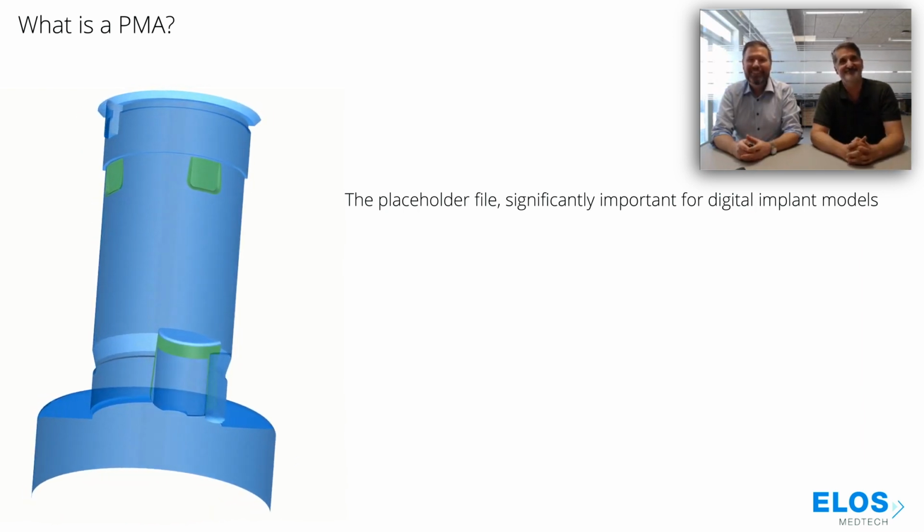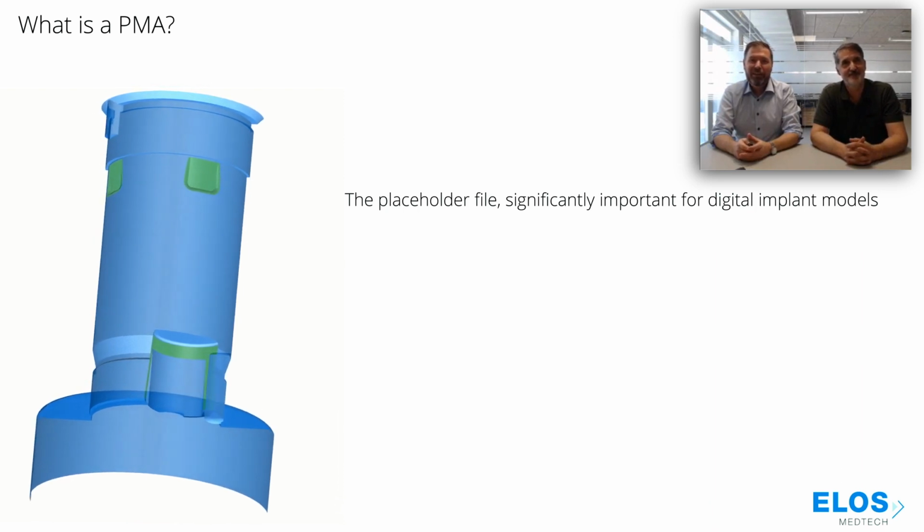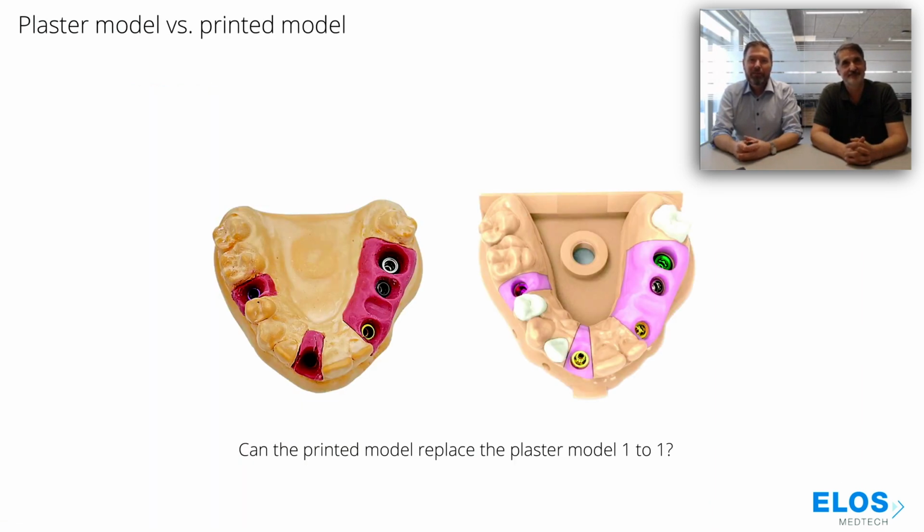Exactly. Okay, great. So the next bit here, I'm a little intrigued about because I'm not a dental technician, so I need to draw a little on your expertise here. But plaster model and a printed model, are they the same? Yes, you might be thinking that the 3D model or the printed model is just a digital twin of the plaster model, but it isn't.